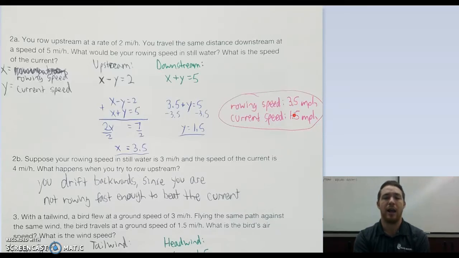If I take these and add those together, so 3.5 plus 1.5, I get 5 miles per hour going downstream. If I take my rowing speed and subtract the current, I get 2 for my speed going upstream.